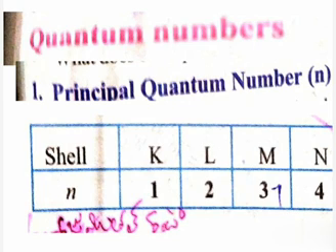In the previous class we discussed the Bohr model of hydrogen and its limitations, and the Bohr-Sommerfeld model of an atom. Today in this class we are going to discuss the quantum numbers.